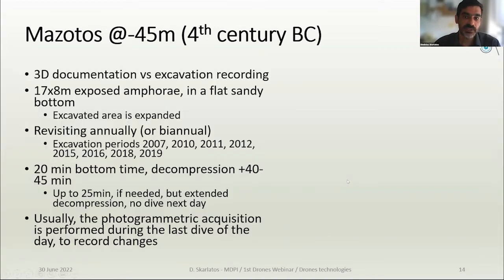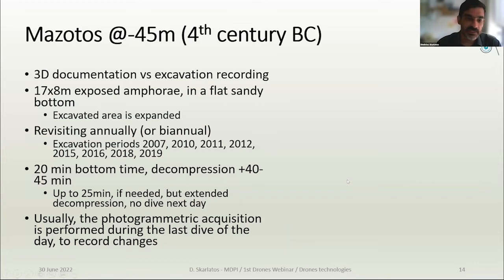The Mazotos shipwreck was discovered in 2007, and since then has been excavated for many years. So the site is completely destroyed, as they say in archaeology. Basically, there were approximately 500 amphoras exposed in an area of 17 by 8 meters. Of course, this area is much larger once you start excavating, because you find artifacts below the sand. And the problem there is the bottom time.